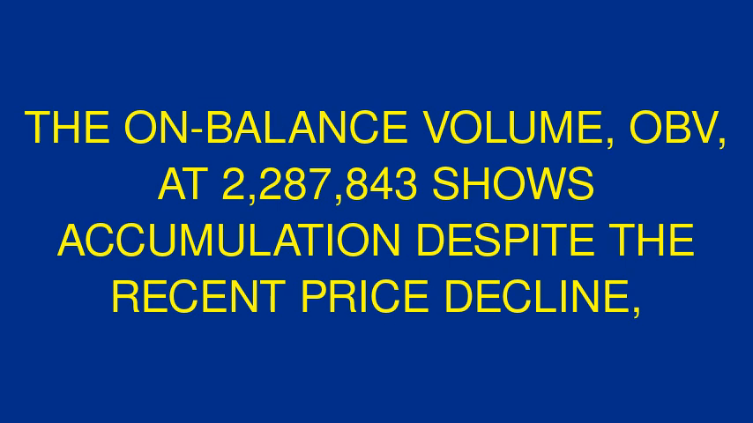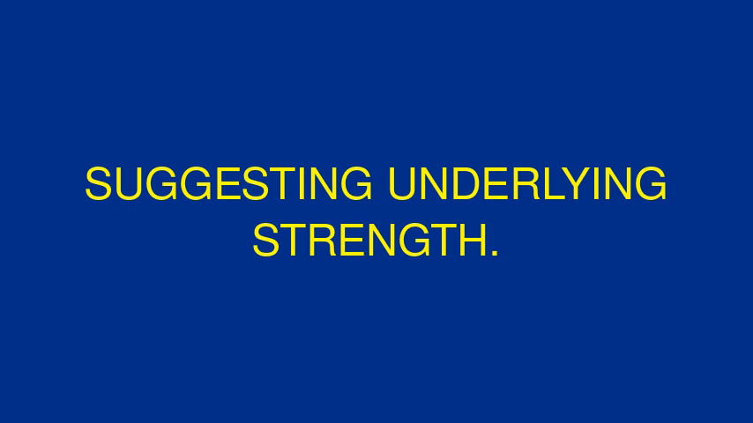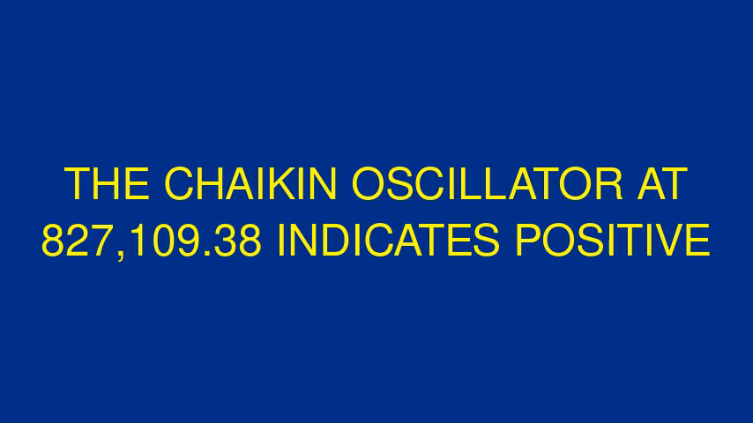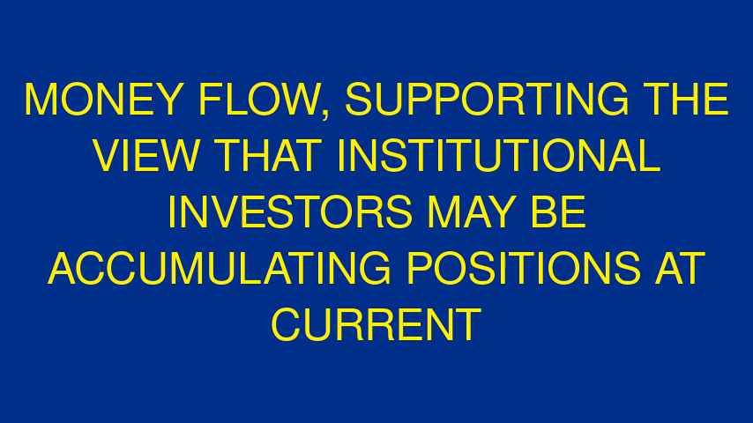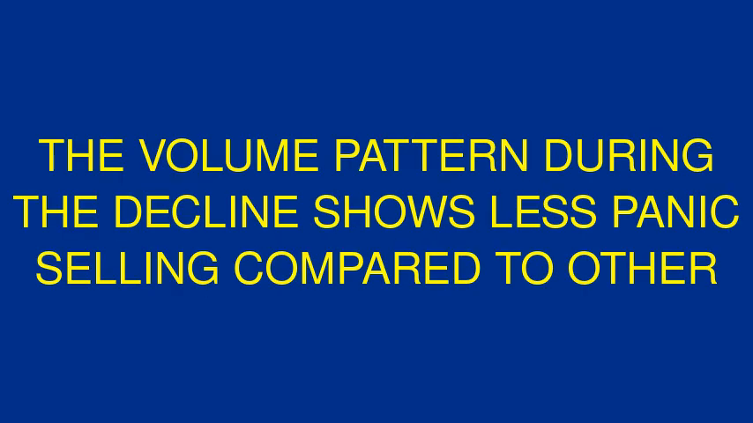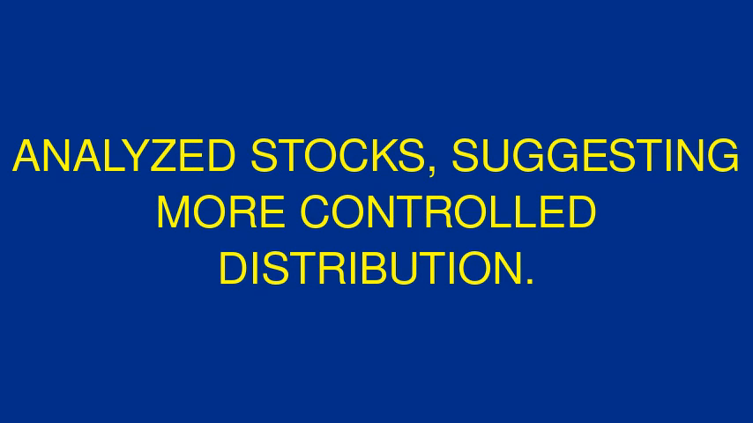The on-balance volume, OBV, at 2,287,843 shows accumulation despite the recent price decline, suggesting underlying strength. The Chaikin oscillator at 827,109.38 indicates positive money flow, supporting the view that institutional investors may be accumulating positions at current levels. The volume pattern during the decline shows less panic selling compared to other analyzed stocks, suggesting more controlled distribution.